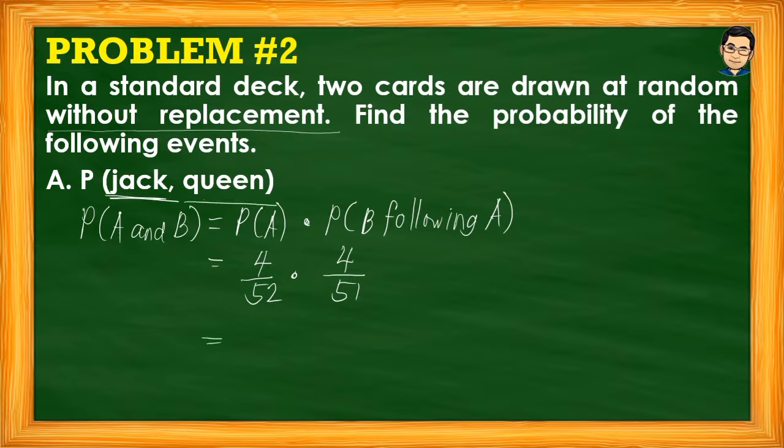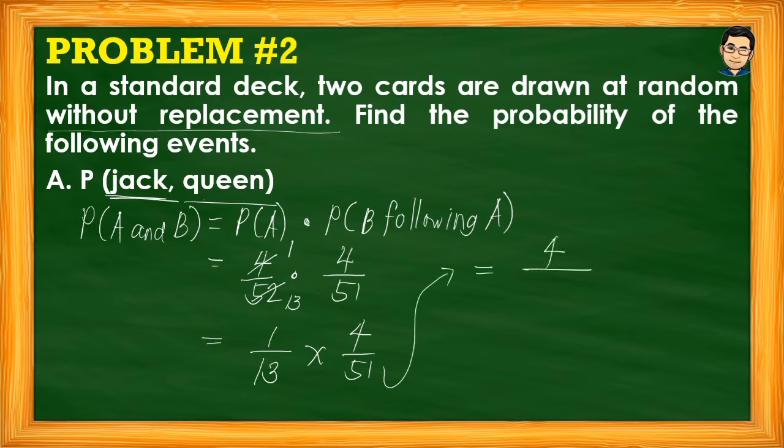So, simplify natin. 4 tsaka 52, divisible yan by 4. GCF nila is 4. So, 4 will become 1, and then 52 will become 13. So, that is 1 over 13 times 4 over 51. So, yung sagot natin dito is 4 over 663. So, ito po yung probability of getting a jack and then queen.